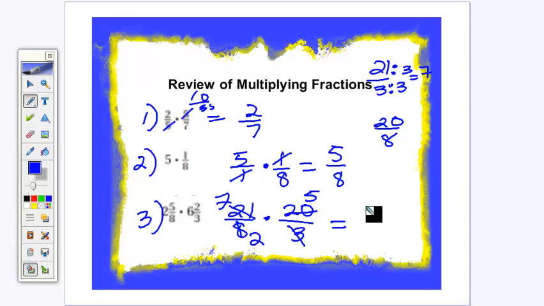7 times 5, 35, and then 2 times 1, 2. Now this is an improper fraction. We have the opportunity for this one to change it back to a mixed number, and that will be 17 and 1/2. Okay, so if you had no problem solving any of these, then you will not have any problem with today's lesson. Okay, so now let's go ahead and move on.